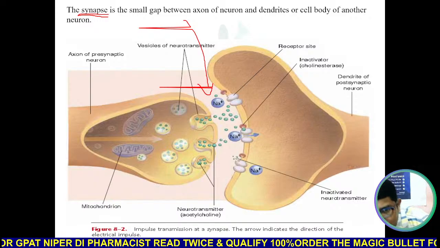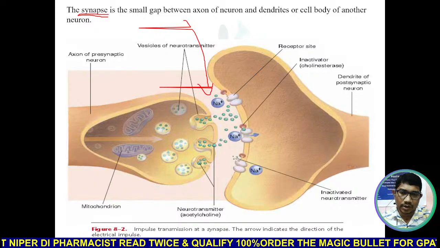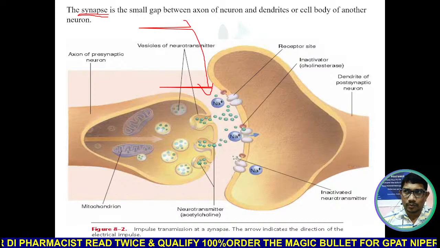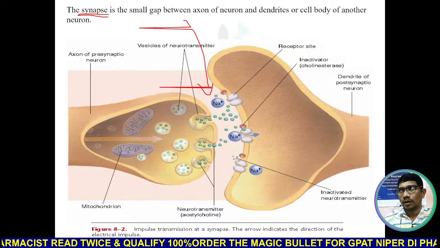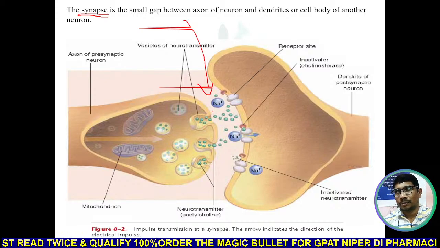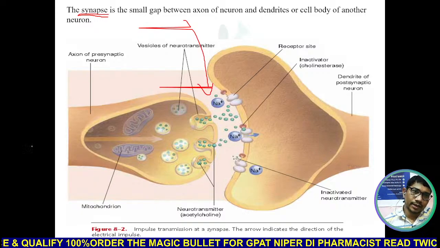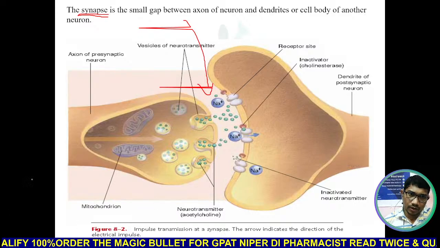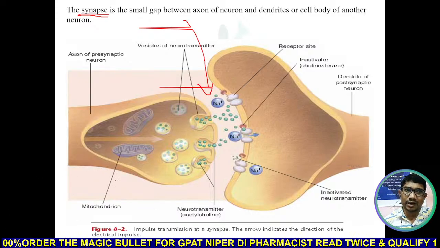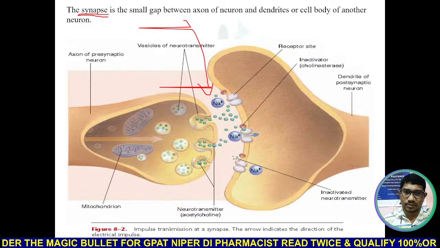In the dendrites of the neuron, and the terminal buttons, in that you have a chemical substance known as a neurotransmitter.